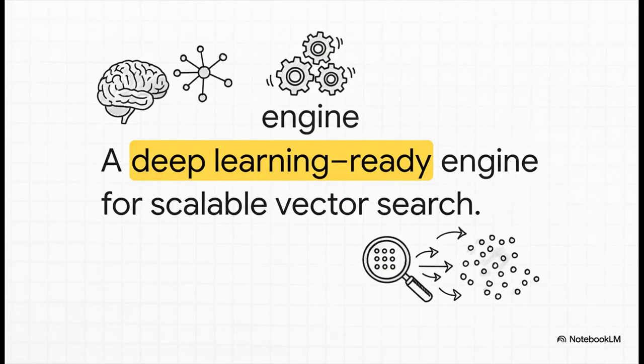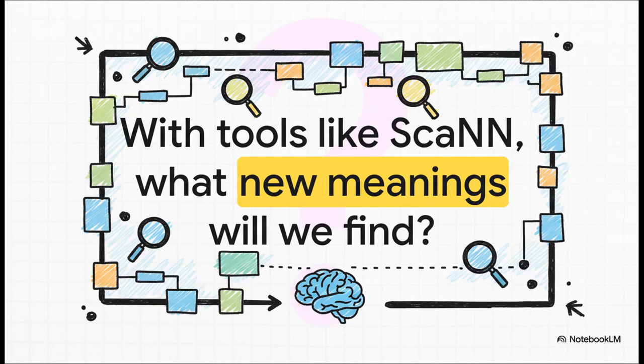So if there's one thing to remember from all this, let it be this. ScaNN is a deep learning ready engine for scalable vector search. It is not a database. It's a specialized engine, purpose-built to help our machines find actual meaning in a sea of data, and to do it at a truly global scale. And that's our look at the history of ScaNN.